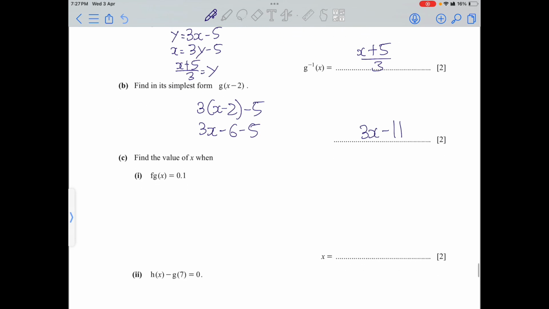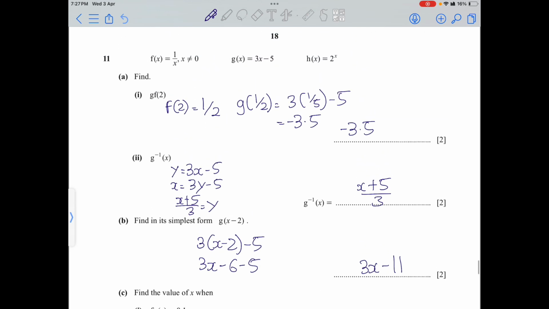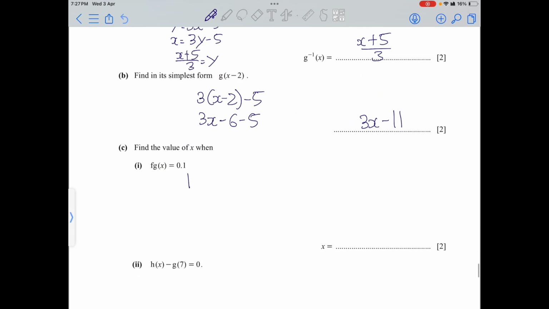Find the value of x when f of g of x is 0.1. Now what is f of g of x? It will be 1 over 3x minus 5. 1 over 3x minus 5 is basically 0.1. So 1 is equal to 0.3x minus 0.5. If I bring the 0.5 to the other side, it will be 1.5 is equal to 0.3x, and hence x would be 5.